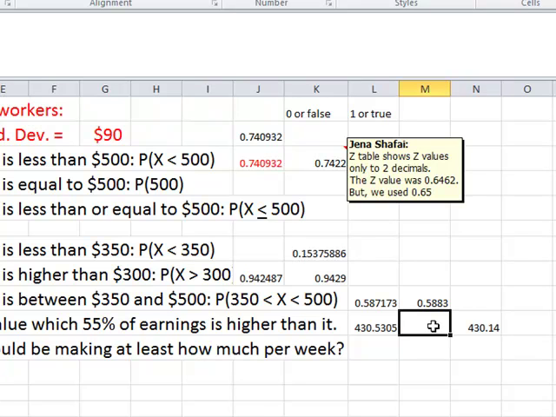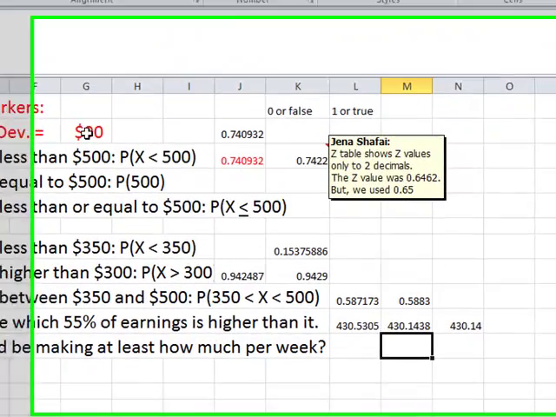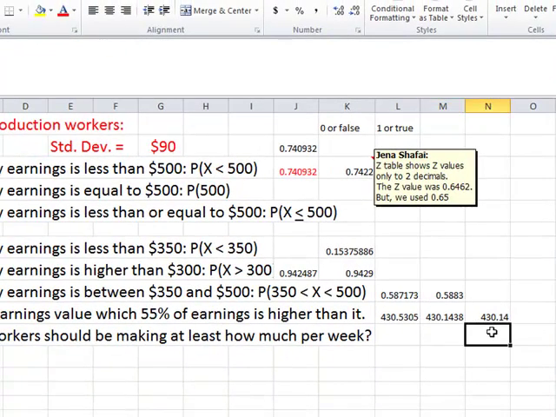The reason for that is because the z-value I used from the table had an area to the left of it which was equal to 0.4483. If I use that in my norm.inv function, Excel will return a value of $430.14, which is identical to what I solved with the table.